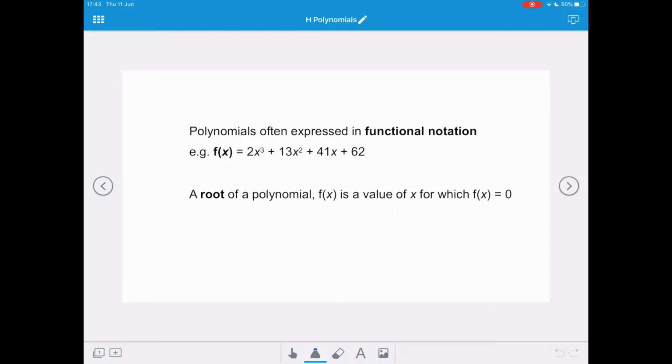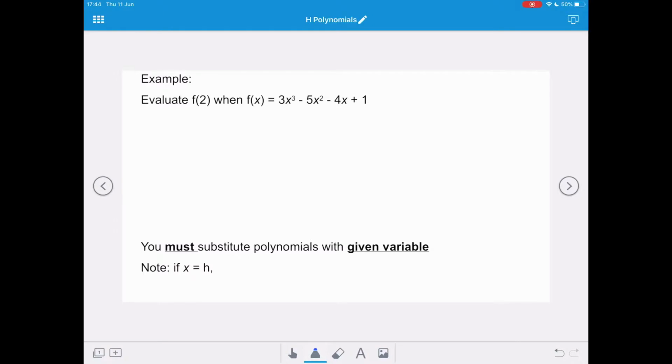Now, polynomials are often expressed in functional notation. In other words, f of x, or the function of x, equals 2x cubed plus 13x squared plus 41x plus 62. A root of a polynomial is a value of x for which the function of x equals 0.